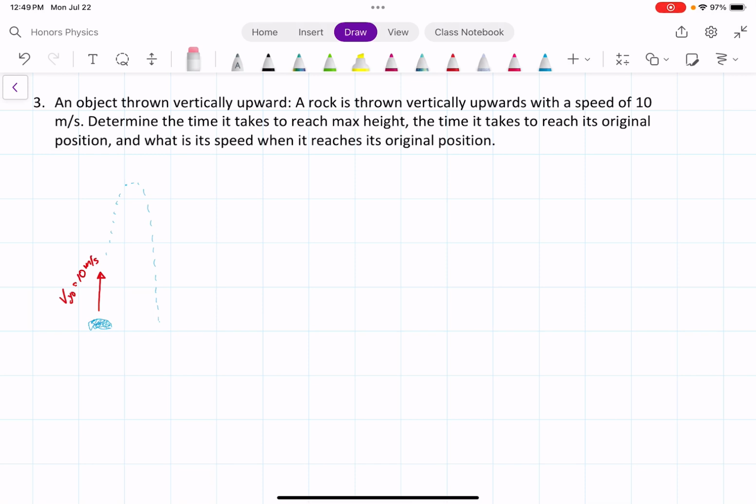A rock is thrown vertically upwards with a speed of 10 meters per second. Determine the time it takes to reach max height, the time it takes to reach its original position, and what is its speed when it reaches its original position.